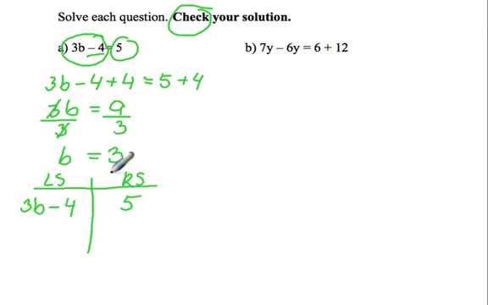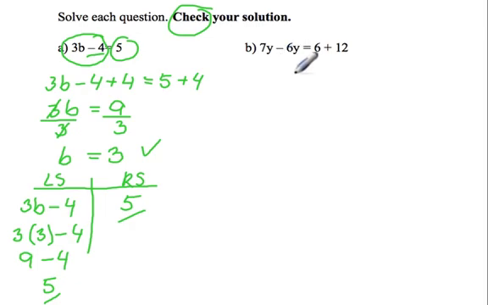Now I'm going to substitute the value 3. 3 times 3 minus 4. 3 times 3 is 9. 9 minus 4 equals 5. Left side equals right side, so the solution is correct.